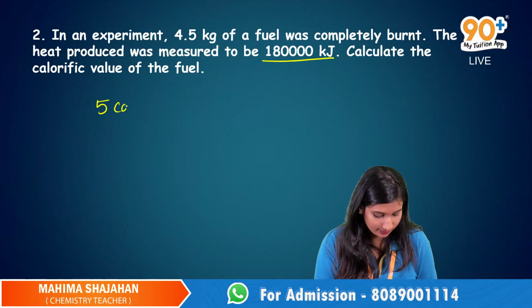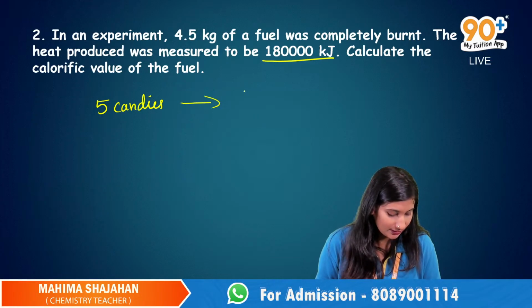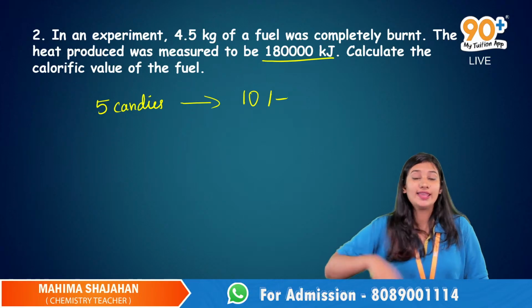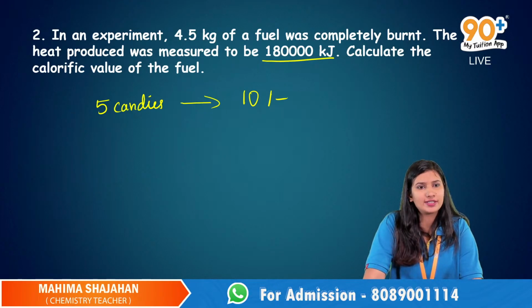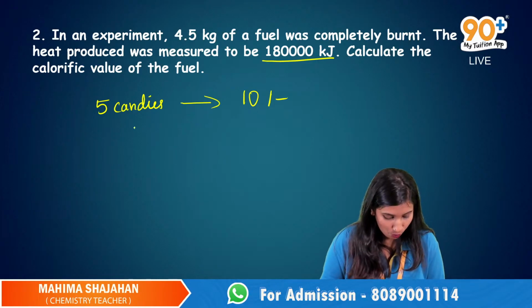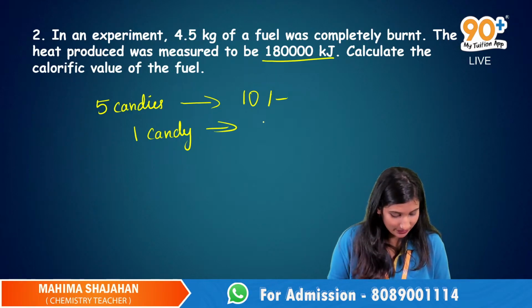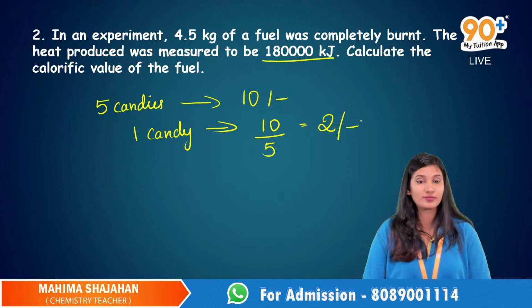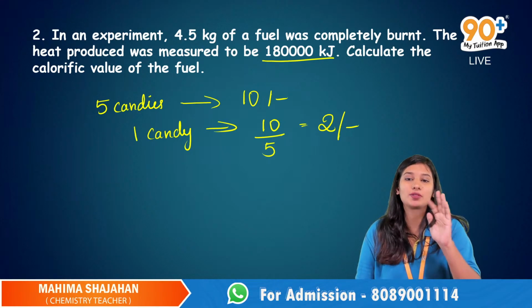5 candies. Okay, 5 candies cost 10 rupees. 5 candies in 10 rupees. Now, then what will be the cost of 1 candy? What will be the cost of 1 candy? If 5 candies are 10 rupees, what will be the cost of 1 candy? Yeah, we got the answers. Very good. 10 divided by 5. That is 2. 2 rupees, right? You know how to do this, right? Yes. We just need to apply this same concept here.